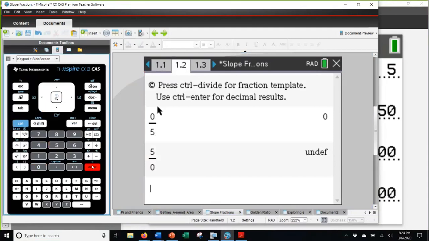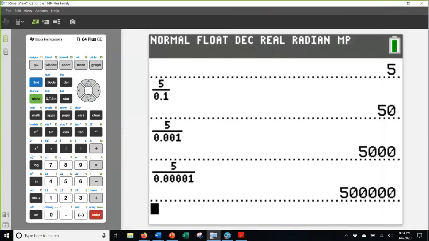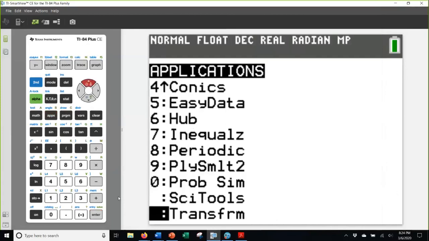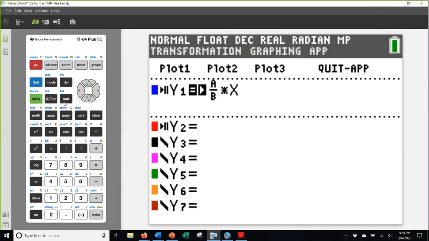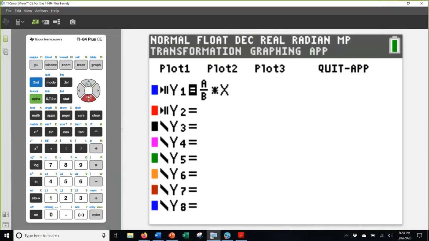Okay, so now let's examine this situation graphically using slope. And we have this again on both platforms. On TI-84, go into Transformation Graphing under Apps. It's called Transform. I was already in it, so it asked me if I wanted to continue. And what we're going to put into our y equals is the fraction a over b times x, so we can control the two components of the slope, the numerator and the denominator, separately.